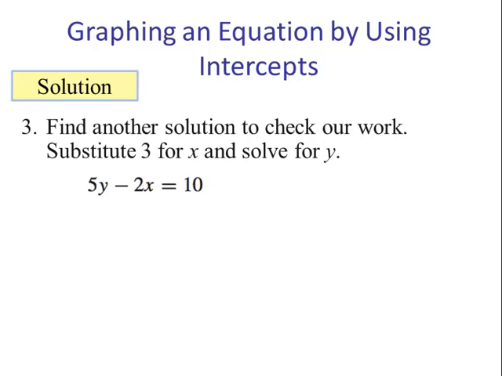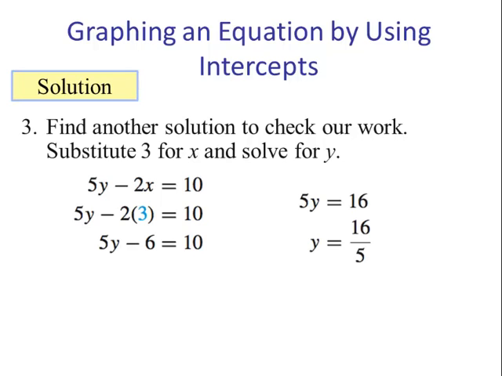Next, we want to find the third point that's on this line. So I'm going to pick 3 for x, and then I'm going to solve for y. Now you can pick whatever x you like. I'm picking 3. So our equation becomes 5y minus 2 times 3 equals 10. 2 times 3 is 6. We're left with 5y minus 6 equals 10. Add 6 to both sides and we get 5y equals 16. Divide by 5 and we get 16/5. Now 16/5 is the same thing as 3.2.